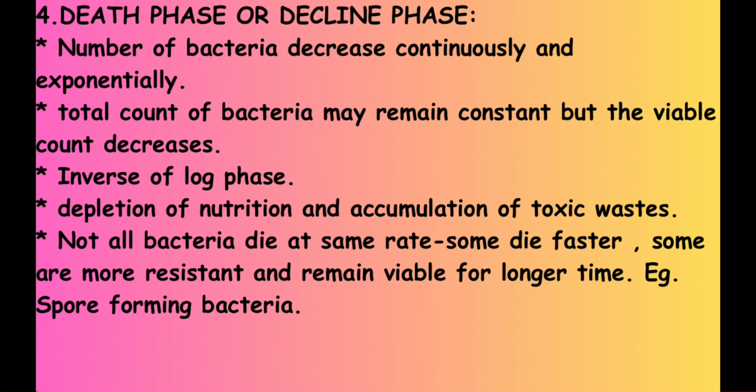Okay. And why does death phase occur? It occurs because of depletion of nutrients and accumulation of toxic waste. And another thing is that all the bacteria do not die at the same rate. Some bacteria will die faster, some bacteria will be more resistant and they will remain viable for a longer time. An example is spore forming bacteria.